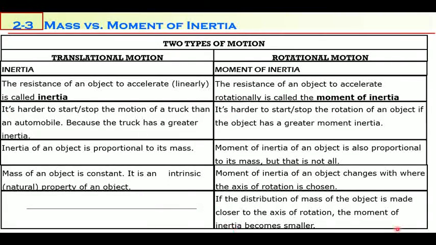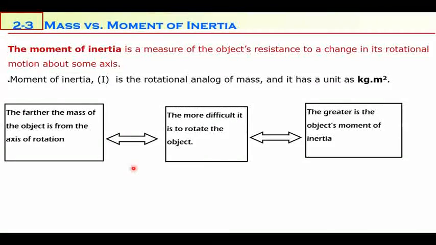This table is important about rotational motion. And now I will continue with the definition of moment of inertia. It is defined in your book like this: the moment of inertia is a measure of an object's resistance to change in its rotational motion about some axis. So this is the definition of moment of inertia. Its symbol is capital I, and it is the rotational analog of mass.